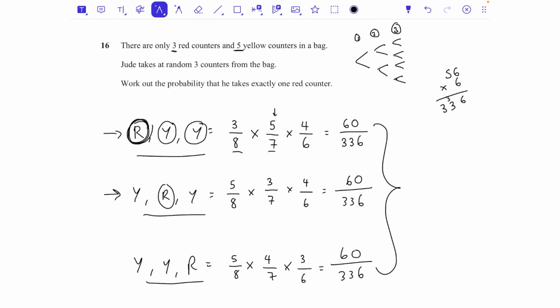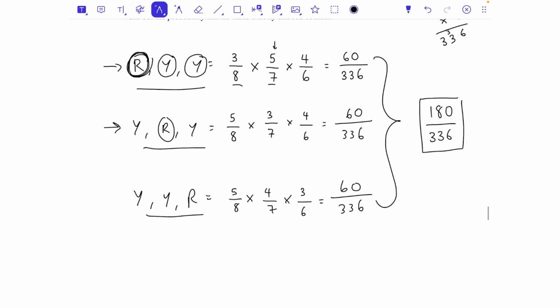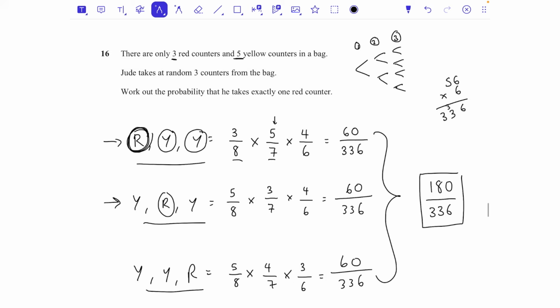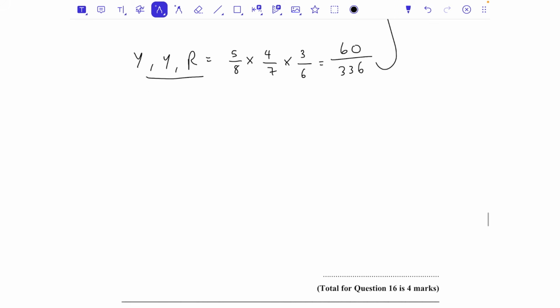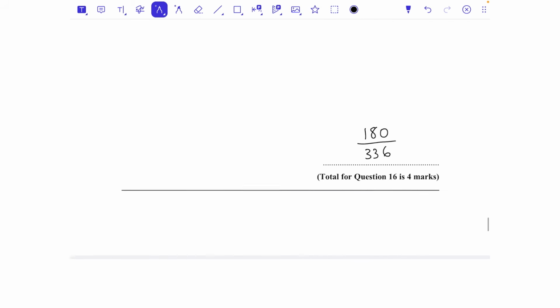Adding these together it's going to be 180 out of 336. You don't add the bottoms. When we add fractions, we make the denominators the same, and then we just add the tops. So 180 out of 336. Yes, that can be simplified, but you do not need to. For probability, it's absolutely fine as it is, and it's probably quite nice for the examiner to see those numbers that you needed to get, so I would leave it like that for 4 marks.